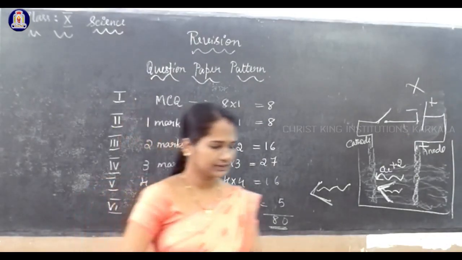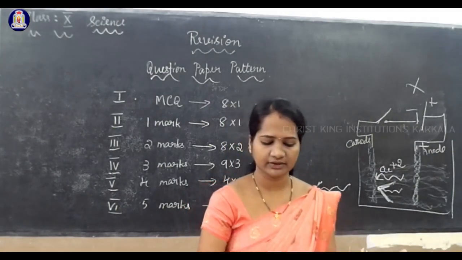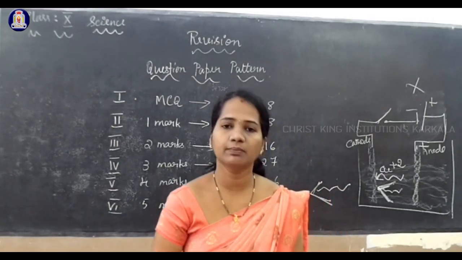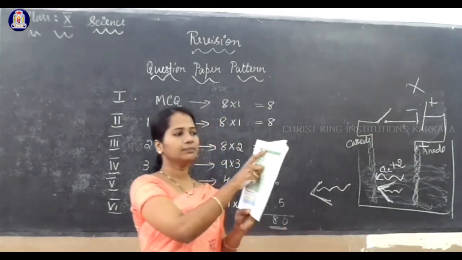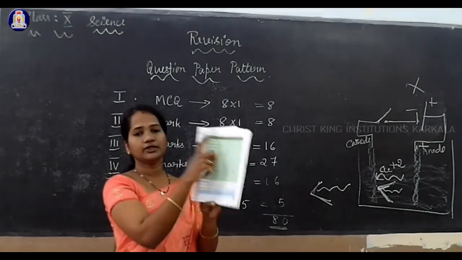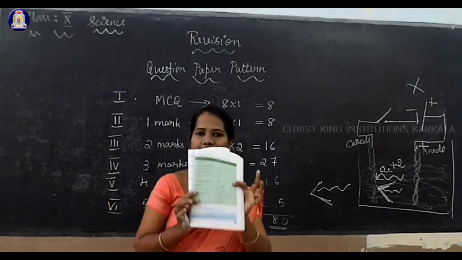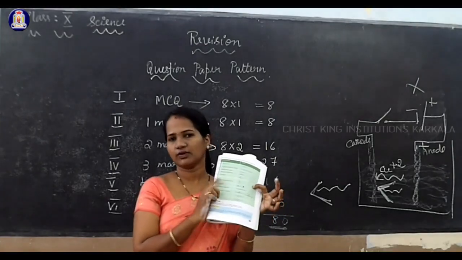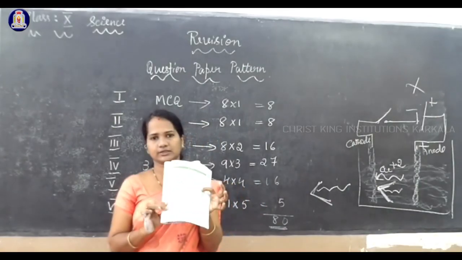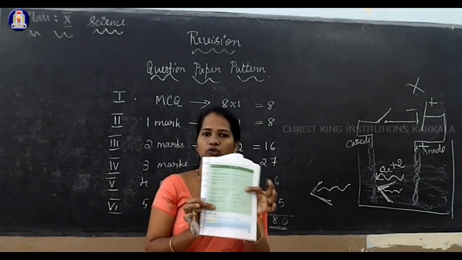Next, in the same electricity lesson, page number 97, table 12.1, that you have written for your assignment. That is the symbols of commonly used components in electric circuits. This full table you have to study for the exam. This question can be asked for 1 mark or for 2 marks. They may ask you to write two symbols, or one symbol for 1 mark. You have to remember these symbols.